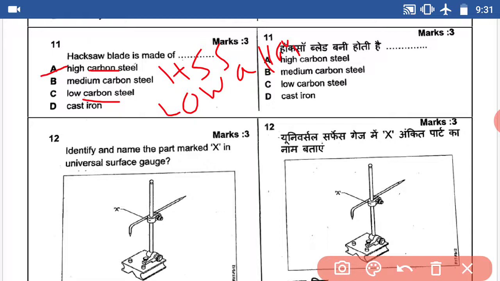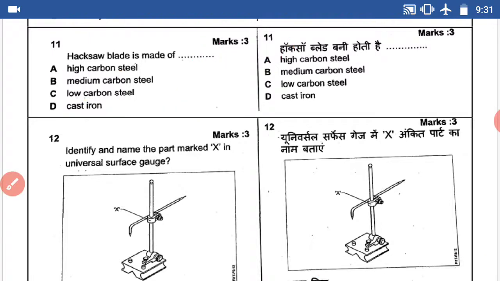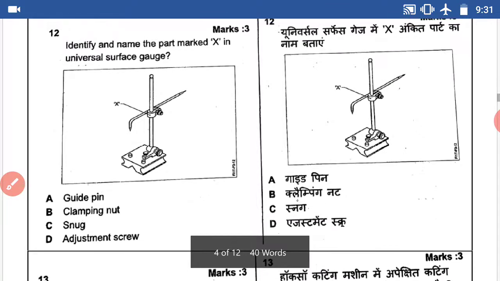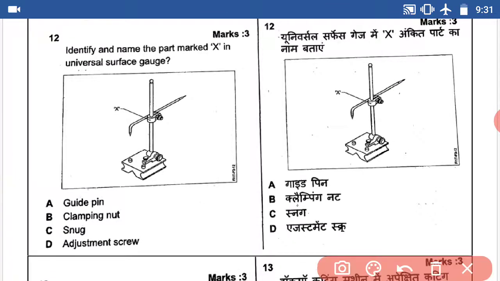So question number 12. Identify and name the part marked X in the universal surface gauge. This part is snug. X name is snug. This question answer: snug. Answer C.